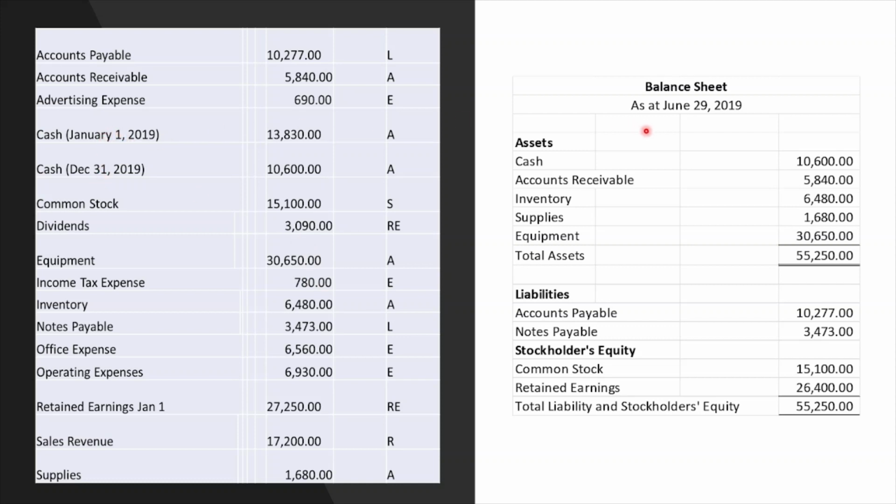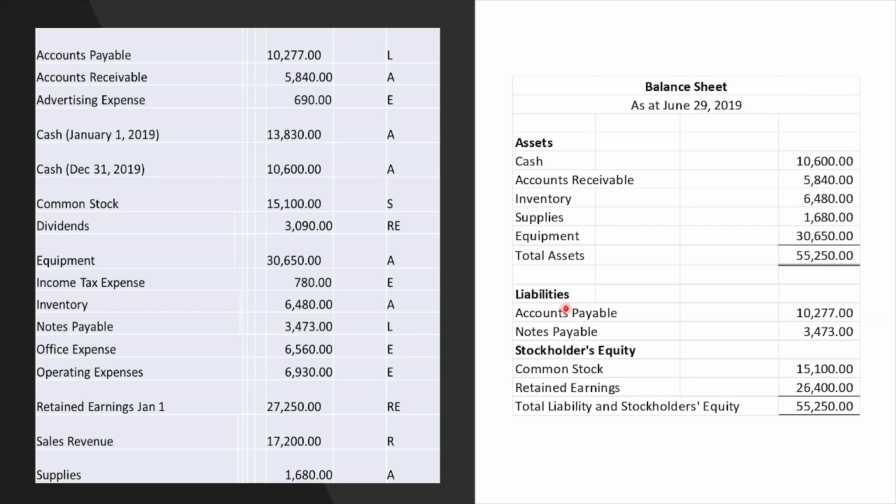Remember, this balance sheet is at December 31st. So because it's at December 31st, we don't use the first one. We use the ending cash balance. And so cash, 10,600. Accounts receivable, that's another asset. We list all the assets. We total them. Assets equals liabilities plus stockholders' equity.